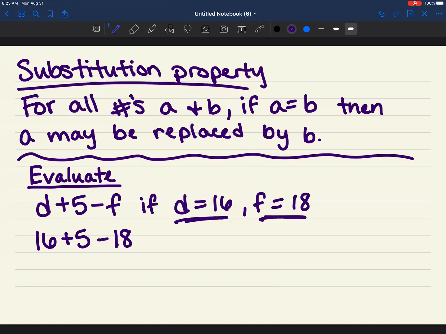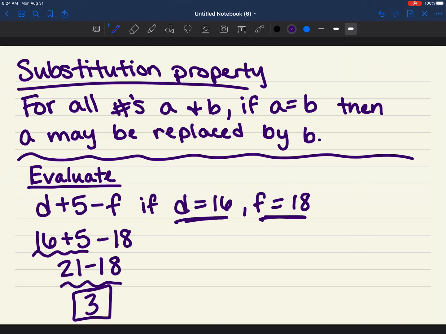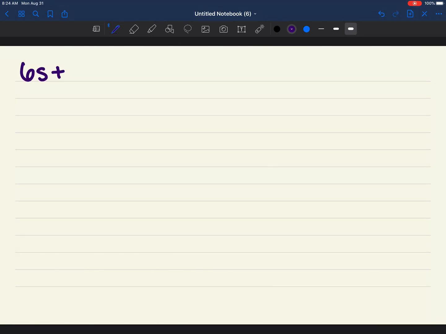Yes? Okay, then all I have to do is follow order of operations. So, do I add or subtract first here? Add because it's on the left. Good. 16 plus 5 will give you a total of 21. Then all you can do is subtract: 21 minus 18 is equal to 3. Good. Okay. All right, let's look at 6s plus 2t.